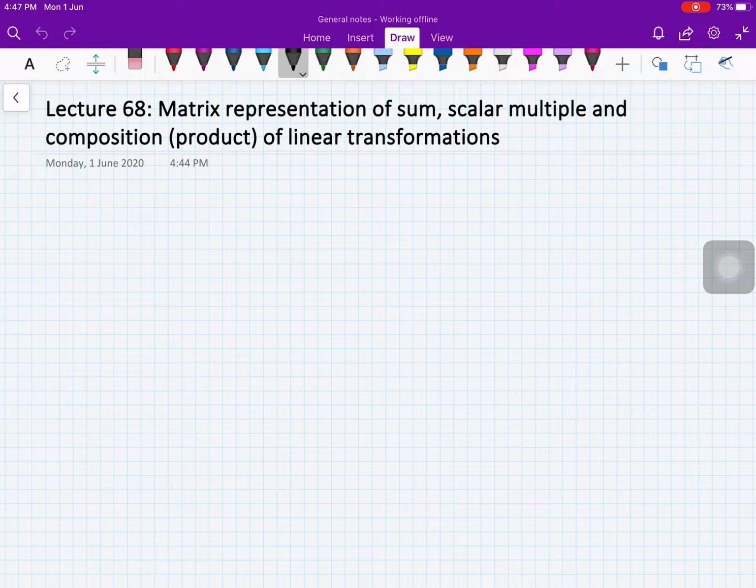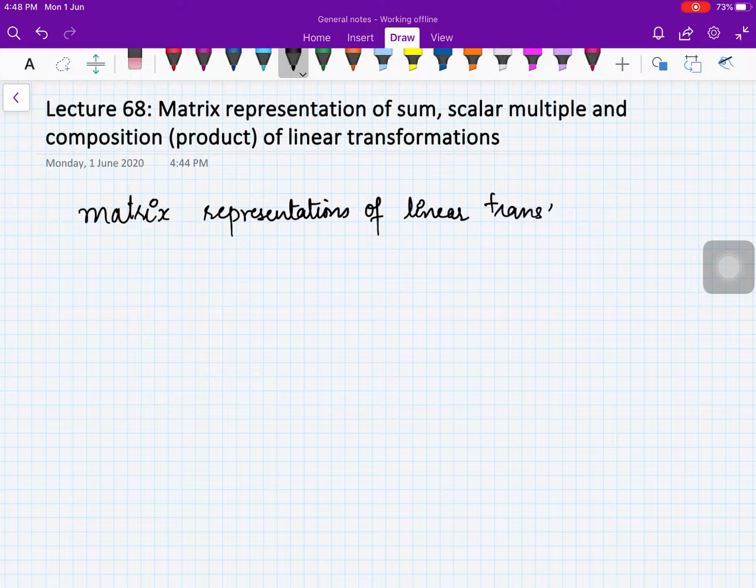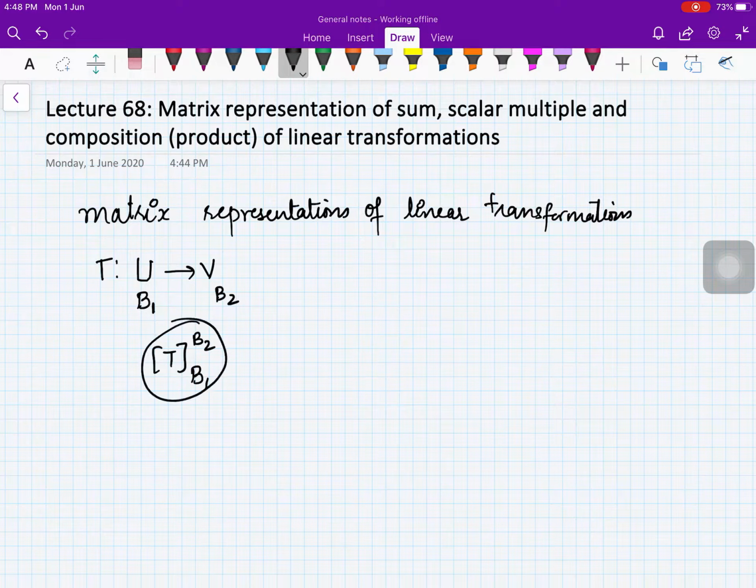In the last few videos we are looking at matrix representations of linear transformations. So basically we are saying that if U is a vector space and V is a vector space, then there is a map T from U to V, and if we fix the bases B1 and B2, then we can represent the given map with the matrix which we denoted like this. If U is n dimensional and V is m dimensional, then this matrix has size m cross n.